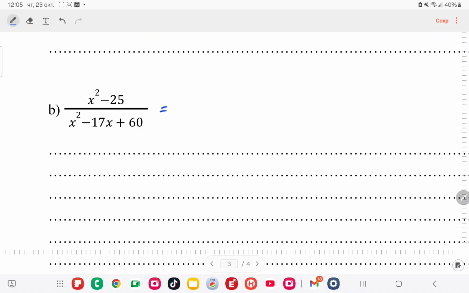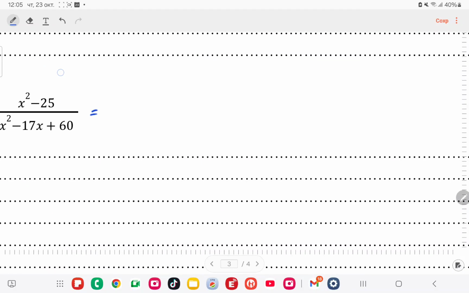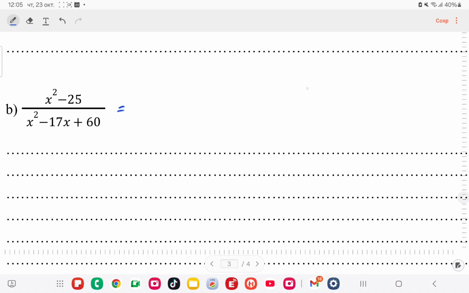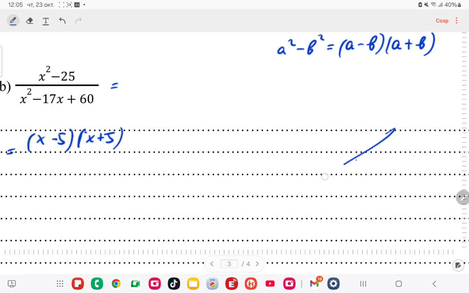So here we have a fraction with a numerator to be expressed as factors as well. So remember the rule, a squared minus b squared is equal to a minus b times a plus b. Let's use this rule. So for our case it's going to be x minus 5 and x plus 5. And in a similar way we are factorizing our denominator.